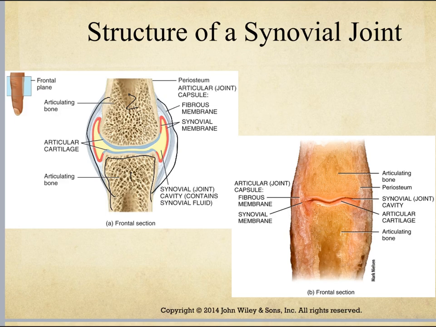Now, the yellow is the space, so this is that joint cavity that's holding that synovial fluid, that proteoglycan syrupy synovial fluid. The blue is the articular cartilage found at the ends of bones. Now, the red here on both sides is the synovial membrane, that highly vascularized membrane that is making and recycling those nutrients in the synovial fluid.